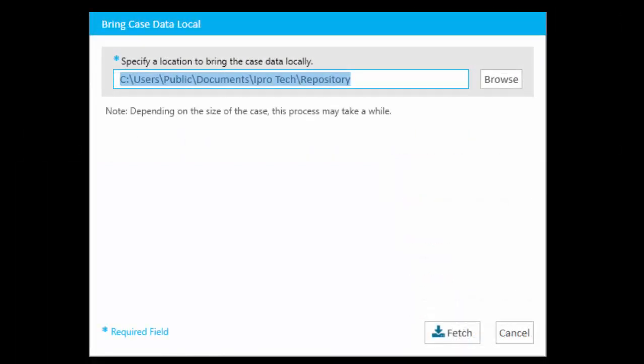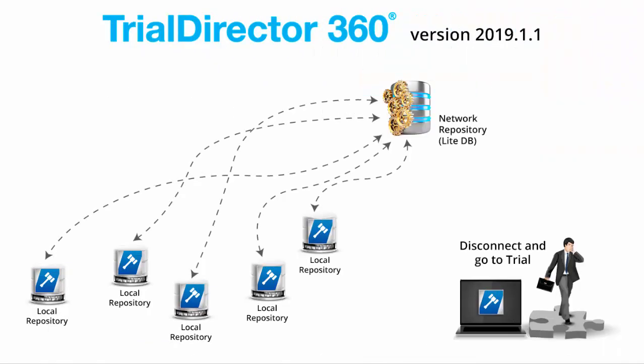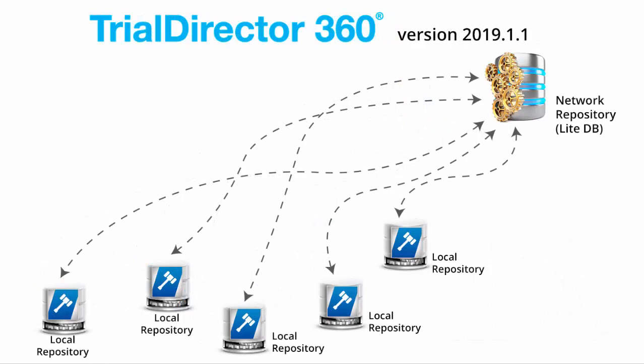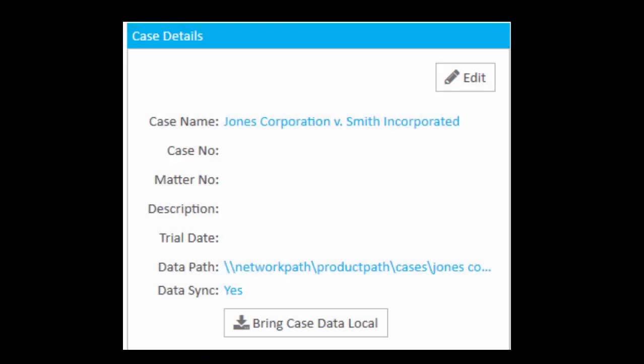After you have brought the case data local, you can disconnect from the network and head to the courtroom. While you are disconnected from the network version of the case, you can continue to work on exhibits and make changes to the case. When you reconnect to the network, all your case data and the work done locally will synchronize. The next time you need to disconnect from the network, select the Bring Case Data Local option again. Only the changes since the last time you brought data local will be copied.